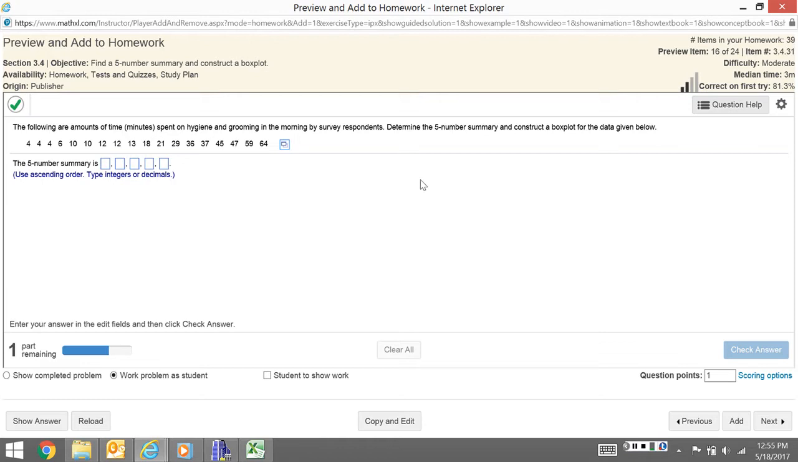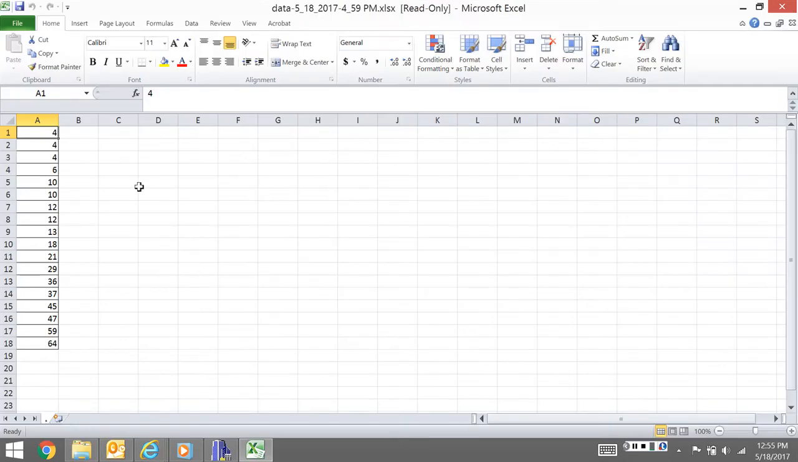And then what we need to do is the five-number summary. So what's the five-number summary? Well, it's the minimum, the maximum, and then the three quartiles, the first, second, and third. The first quartile is the 25th percentile, the second quartile is the median or the 50th percentile, and the third quartile is the 75th percentile. So I just need to find each of those. So I can see easily there's my minimum, there's my maximum.